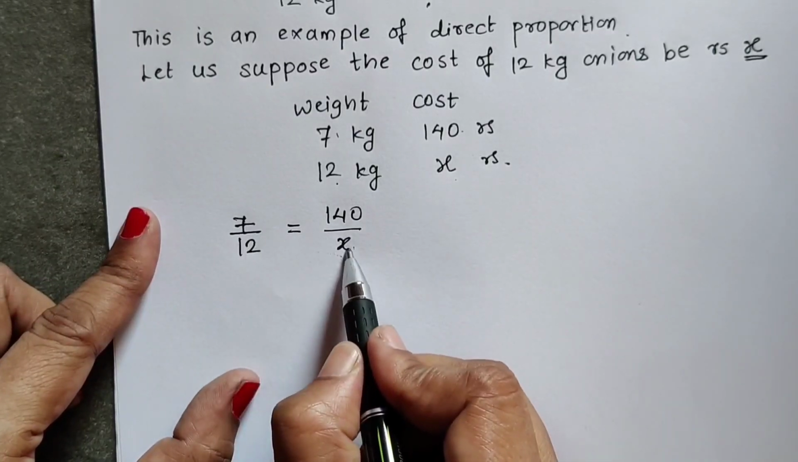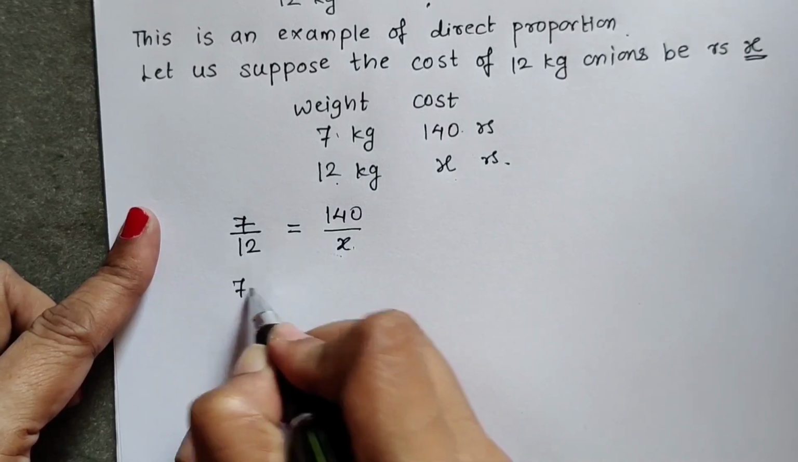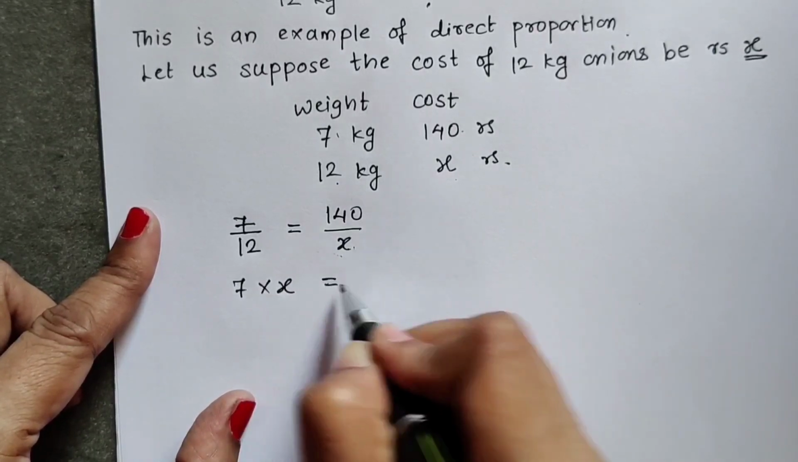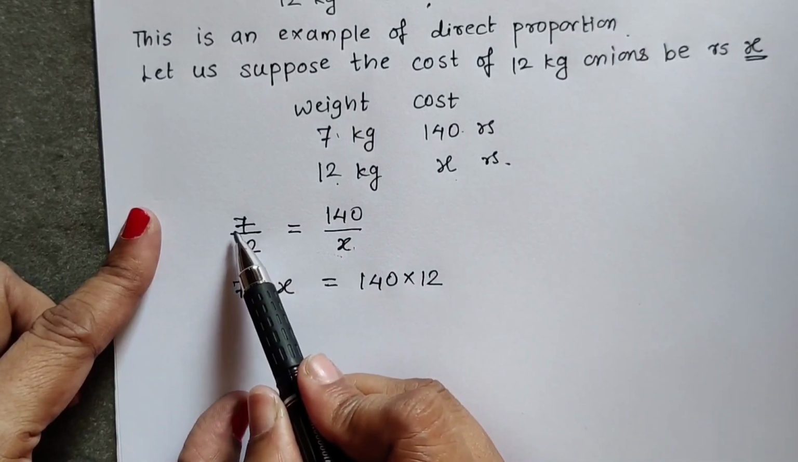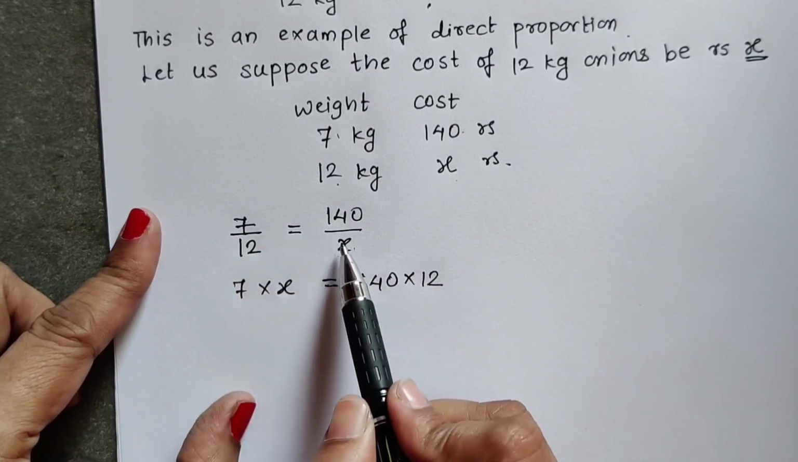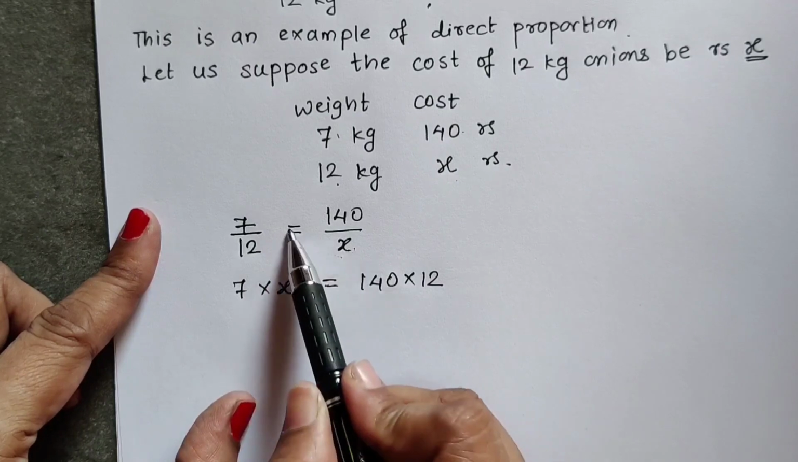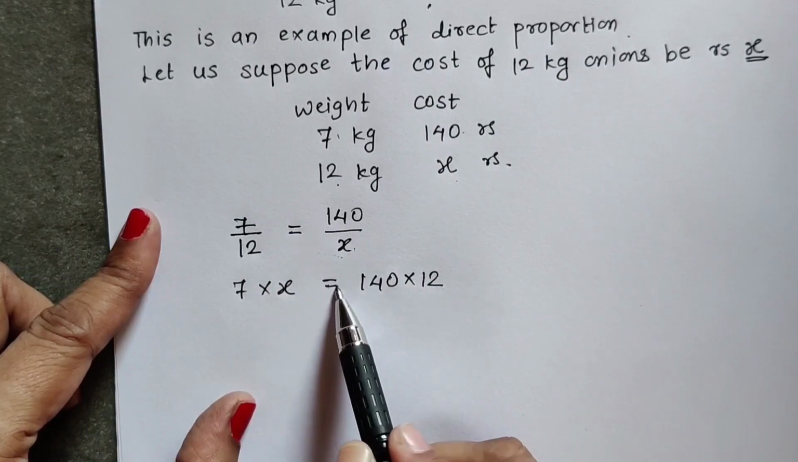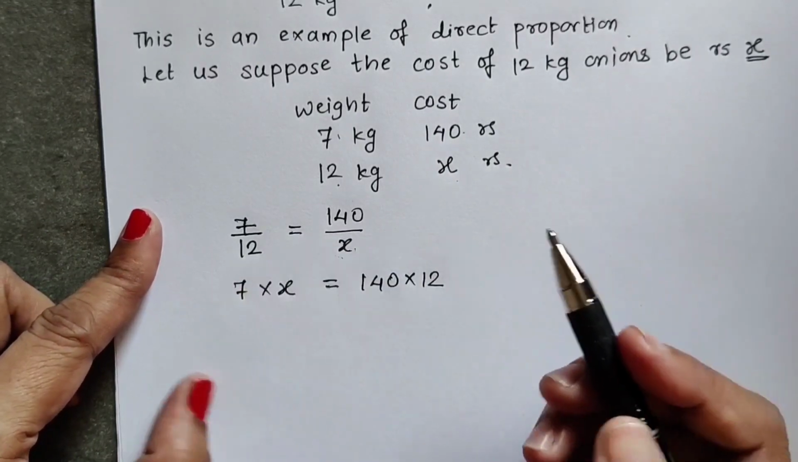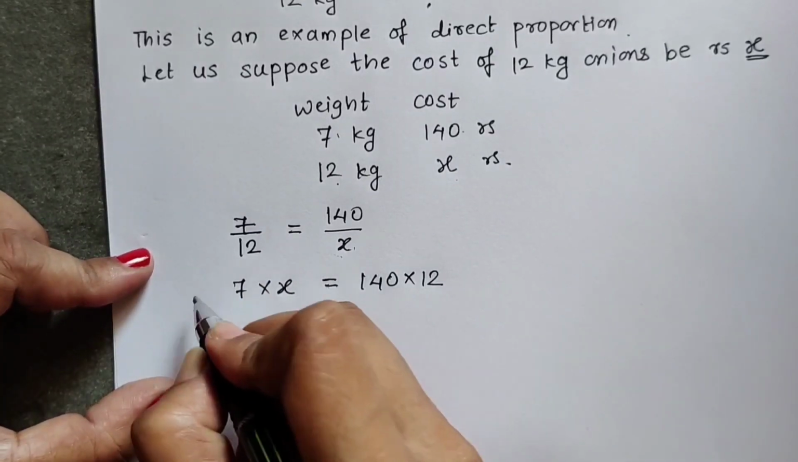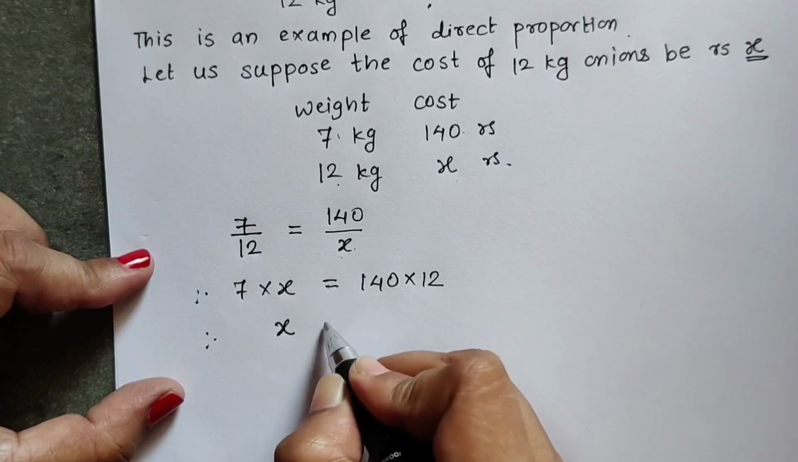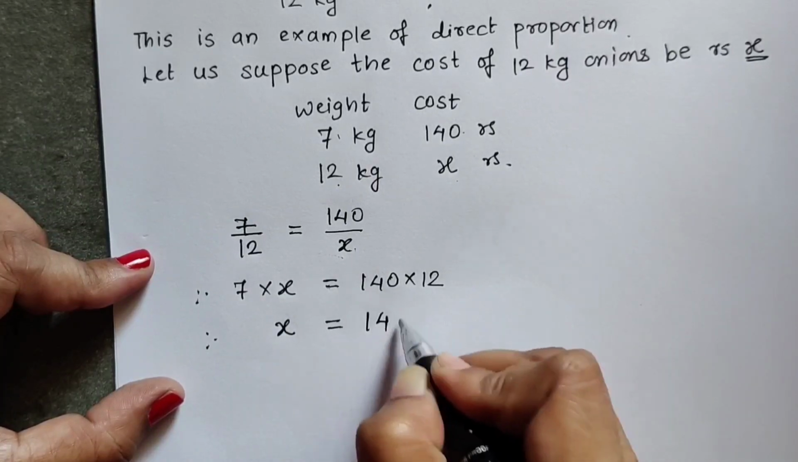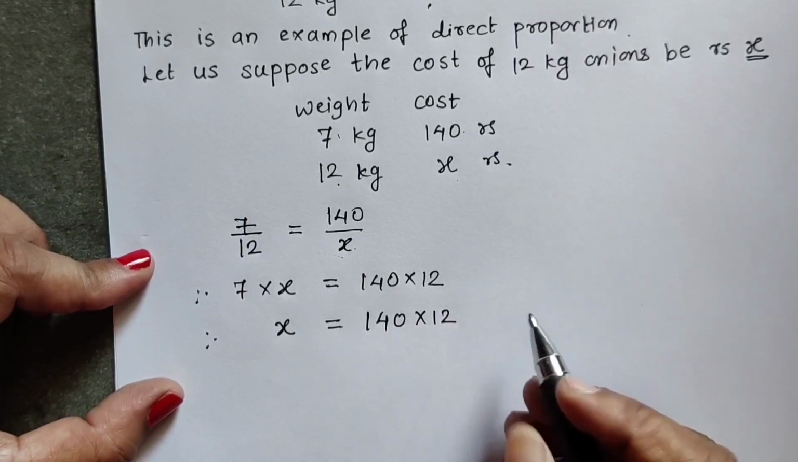That means 7 multiplied by X is equal to 140 multiplied by 12. Numerator of the first fraction multiplied by the denominator of the second fraction, equal to sign is there, so we put equal to sign. 140 multiplied by 12. Now what we are going to do? We write X as it is on the left hand side, and 140 multiplied by 12 as it is on the right hand side.